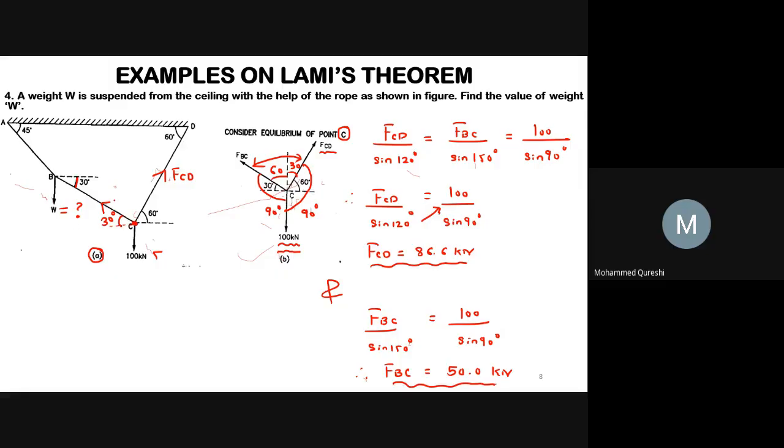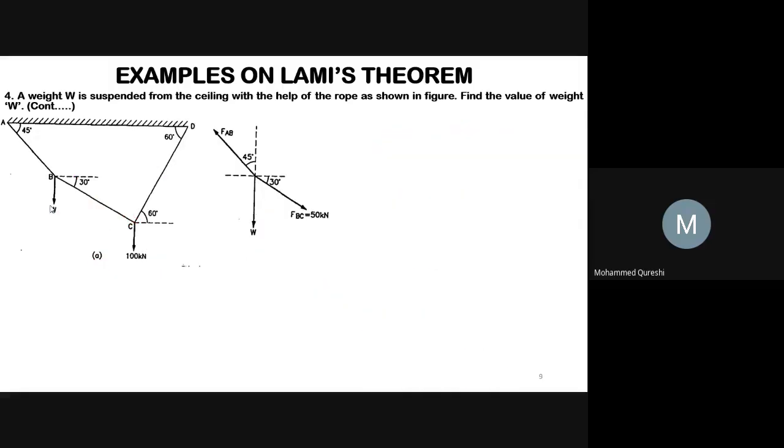As we have achieved this value, it will help us while solving for the unknown value of capital W. So now we will consider joint B, means here we are going for the equilibrium of joint B. So here your W force that is given at joint B is unknown and we have to calculate it.